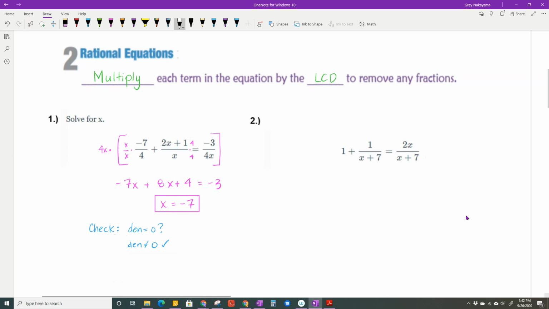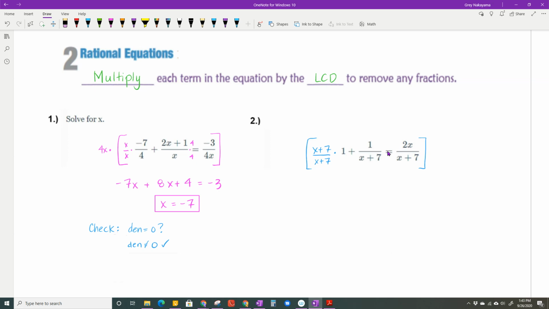So this next one, number 2, 1 plus 1 over x plus 7 equals 2 over x plus 7. So my least common denominator, or what's on the bottom, is x plus 7, and he has an x plus 7, but he doesn't. So I have to multiply him by x plus 7 over x plus 7.